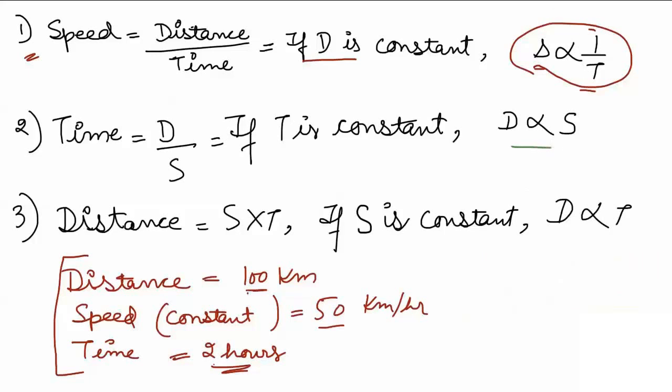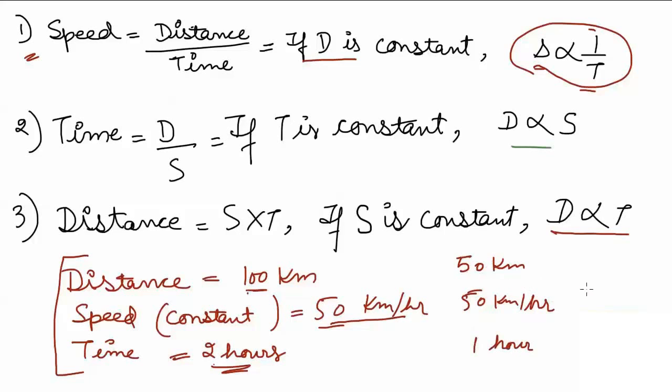So the last derivation: distance is equal to speed multiplied by time. In case the speed is constant, the distance is directly proportionate to time. Let's explain with the example. If the speed is 50 km per hour and it is constant, and we have to cover 50 kilometers, we can cover the 50 kilometers in 1 hour.